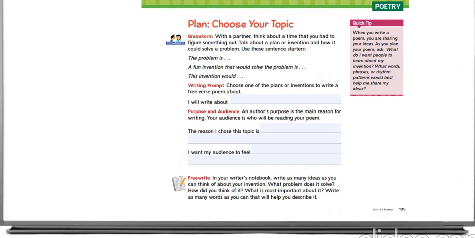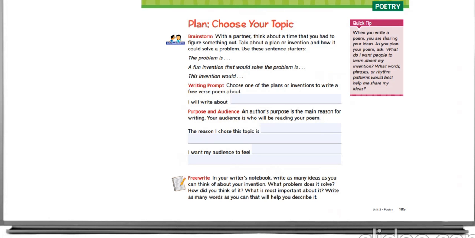Writing prompt. Choose one of the plans or inventions to write a free verse poem about. I will write about. Purpose and audience. An author's purpose is the main reason for writing. Your audience is who will be reading your poem. The reason I chose this topic is I want my audience to feel.